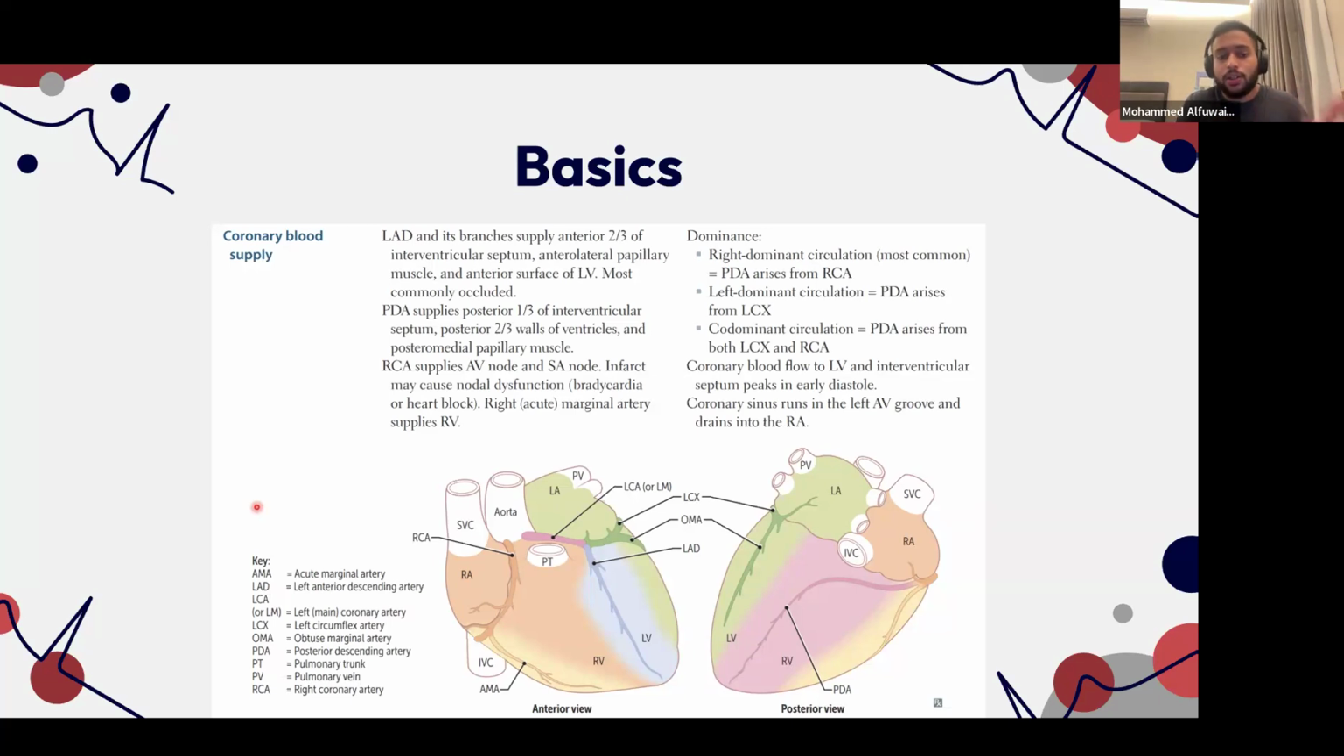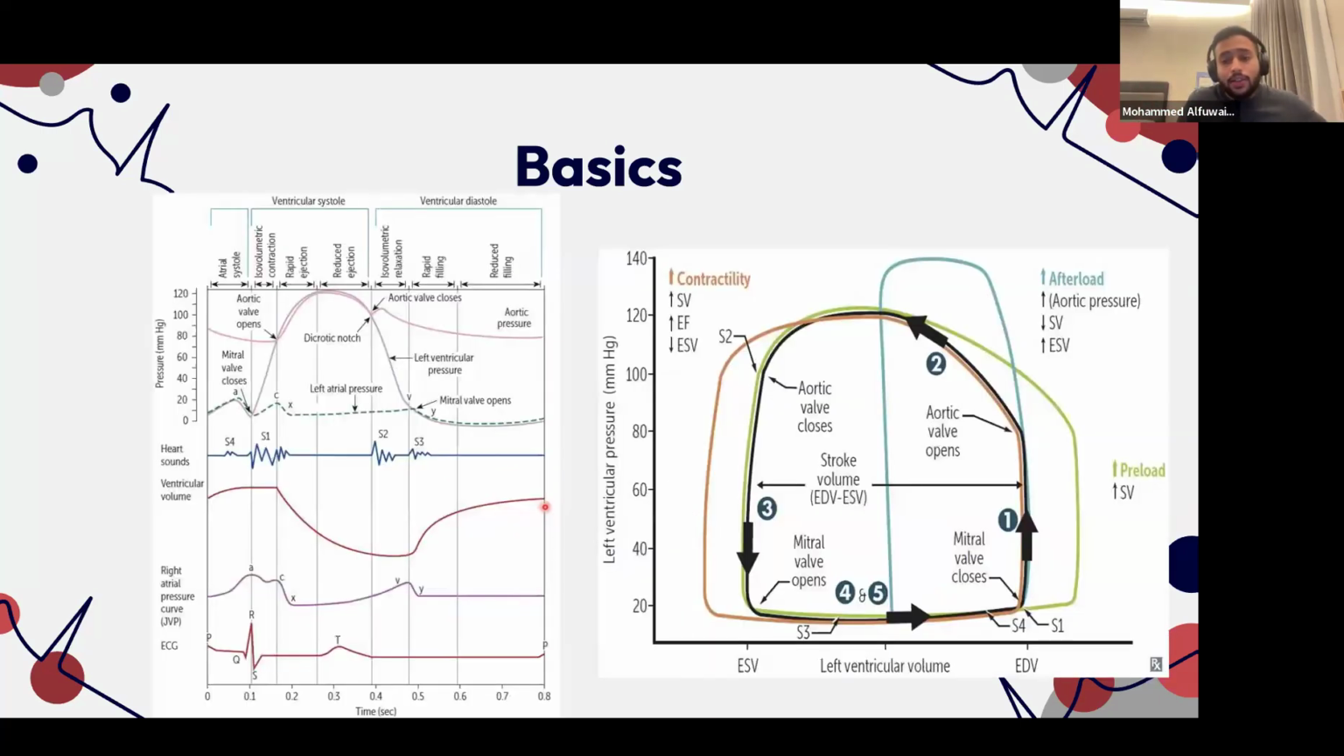Posterior descending artery supplies the posterior 1/3 of the interventricular septum and the posterior 2/3 of the walls of the ventricles, and so on. You just need to remember the blood supply in relation to MI localization, which I believe Layan covered. Other than that is this stuff: the function of the heart and the contraction, basically all of these.